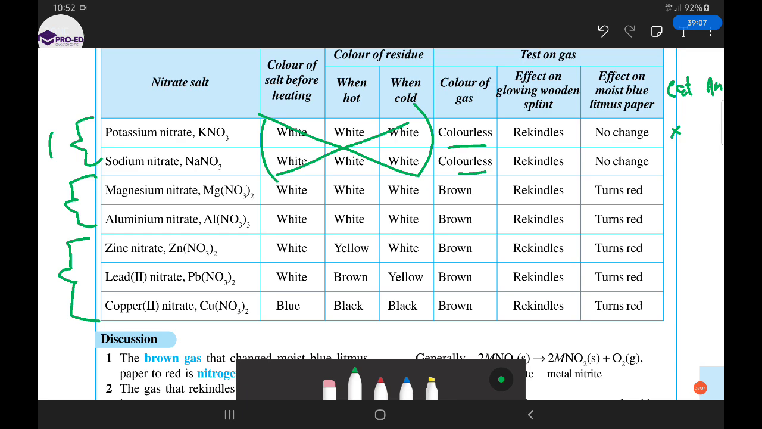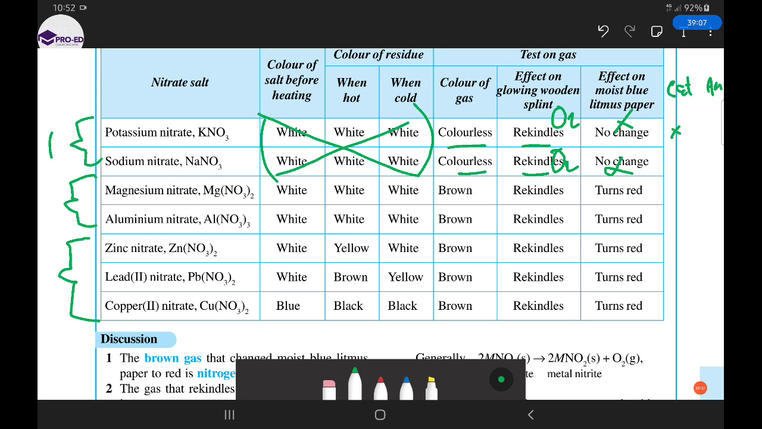Hydrogen is colorless. Oxygen is colorless. Many gases are. Nitrogen is colorless. So they're all colorless gases, so it doesn't really tell us much, right? But however, it rekindled a glowing wooden splinter, and that said, hey, right? That means what gas is present? Oxygen gas is present. Okay, and then they put blue litmus paper. It did not change color, so it doesn't tell us anything. So basically we can't get anything from the moist blue litmus paper.